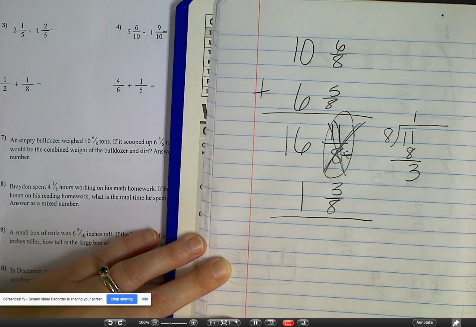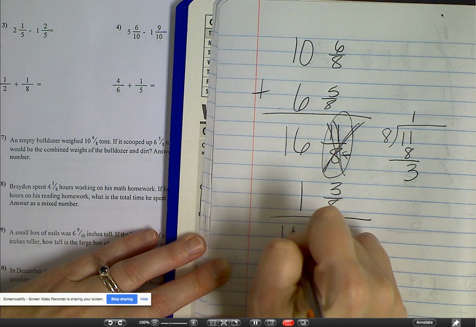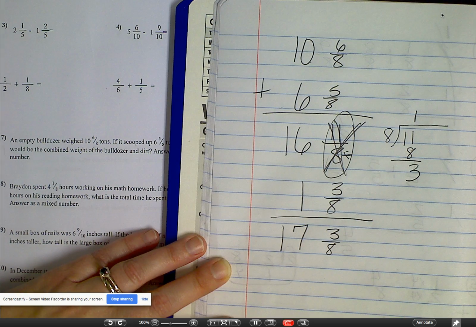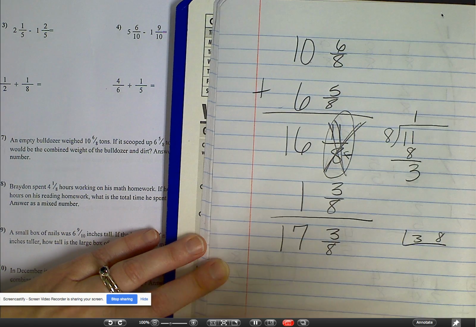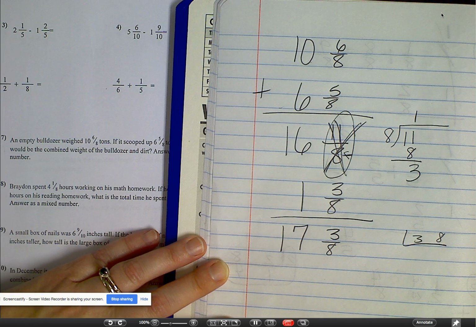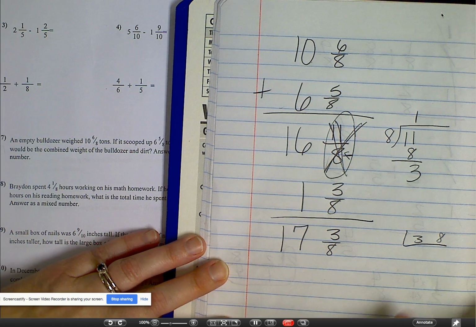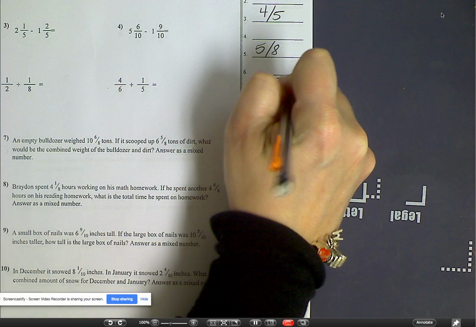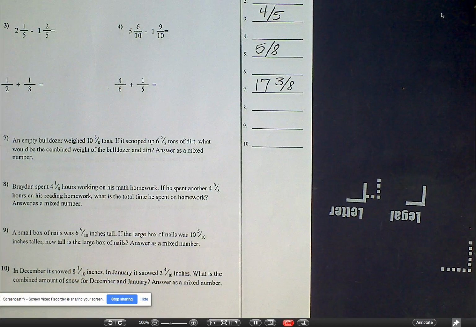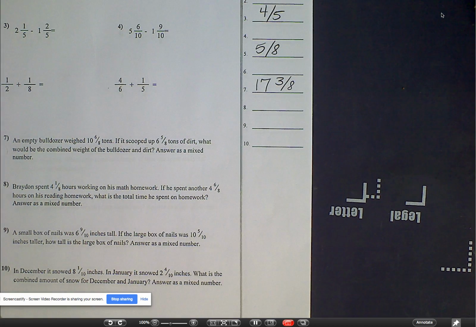So now we can just add that. So now I have 17 and 3/8. And we'll put that in the ladder, 3/8. 3 won't go into 8, so that's in its lowest terms. So the answer to number 7 is 17 and 3/8. If you're not sure how I did that, go back and look at it.